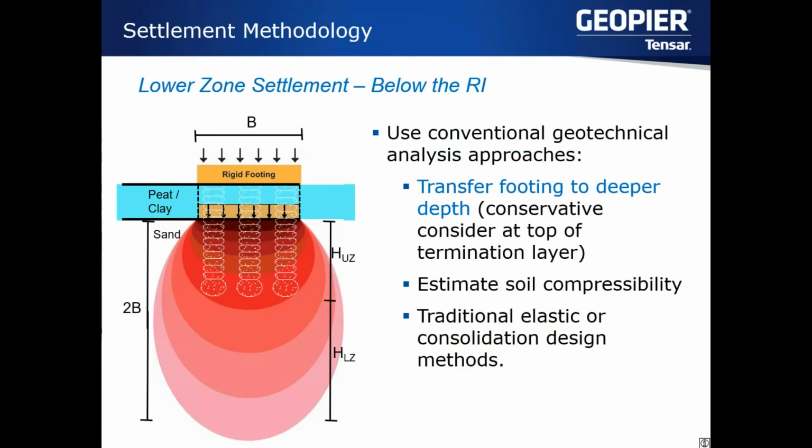And since these are end-bearing elements, as I mentioned, we'll look at stress transfer down to the termination layer, wherever we're building these elements to, and we'll use conventional methods such as elastic or consolidation calculations to determine the lower zone settlement. So it's a similar concept to aggregate piers, as far as the fact that it's a conventional analysis. The only difference here is that we're using stress transfer down to that end-bearing layer, the termination layer.